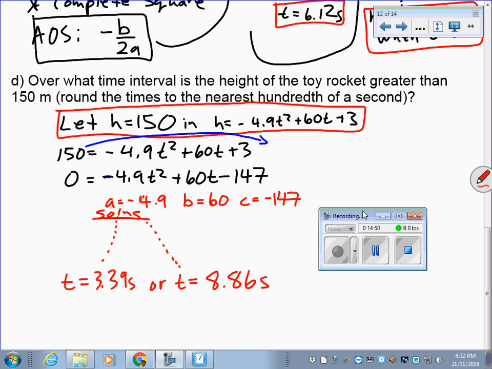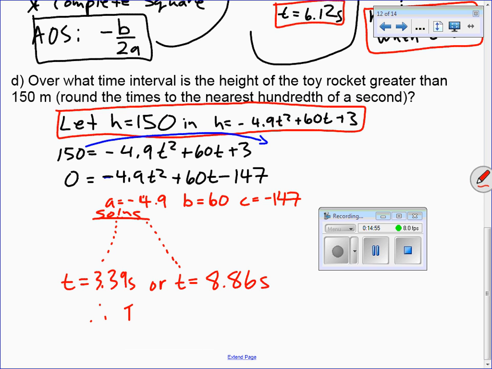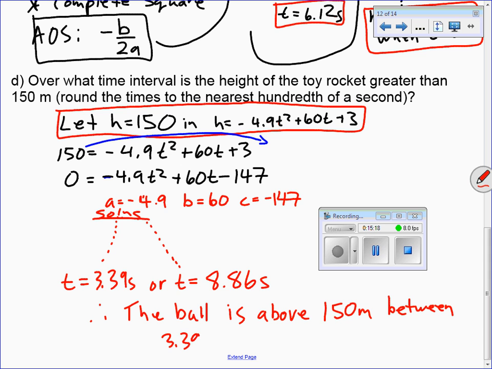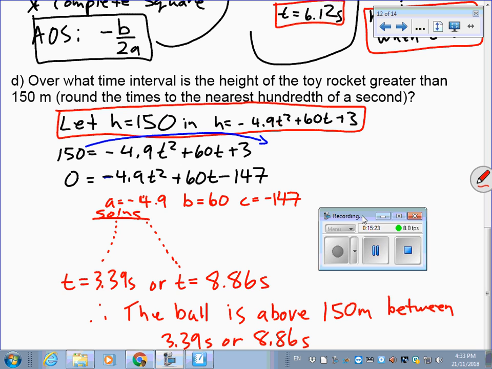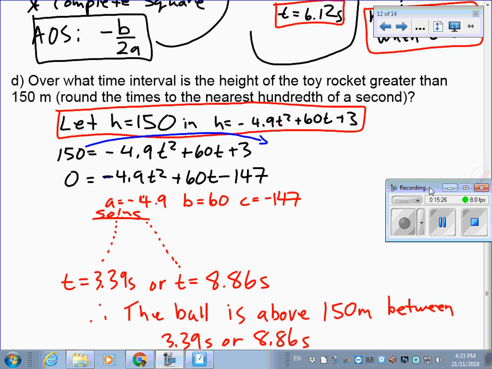Now, based on that, you're going to say, therefore, the ball is above 150 meters between 3.39 seconds and 8.86 seconds. And the reason for that is this.